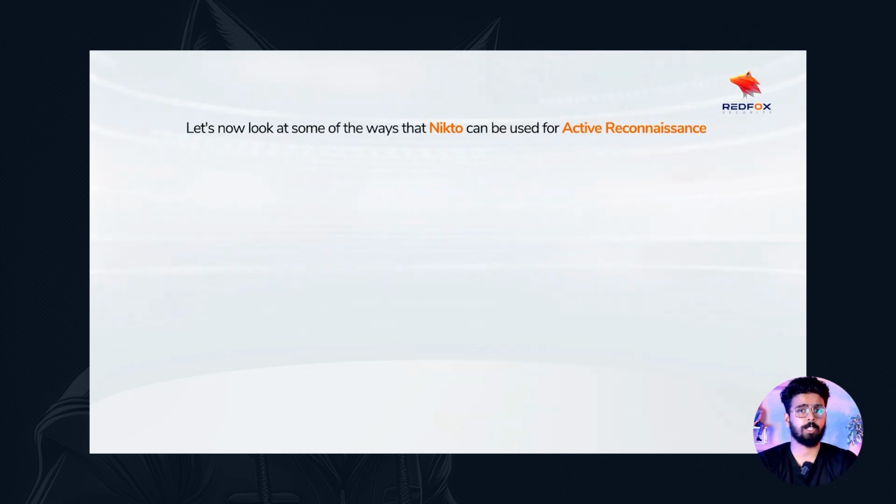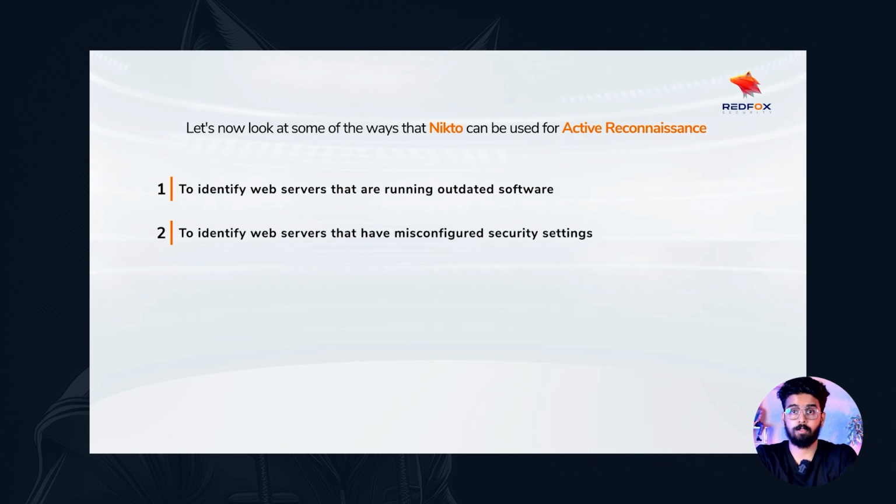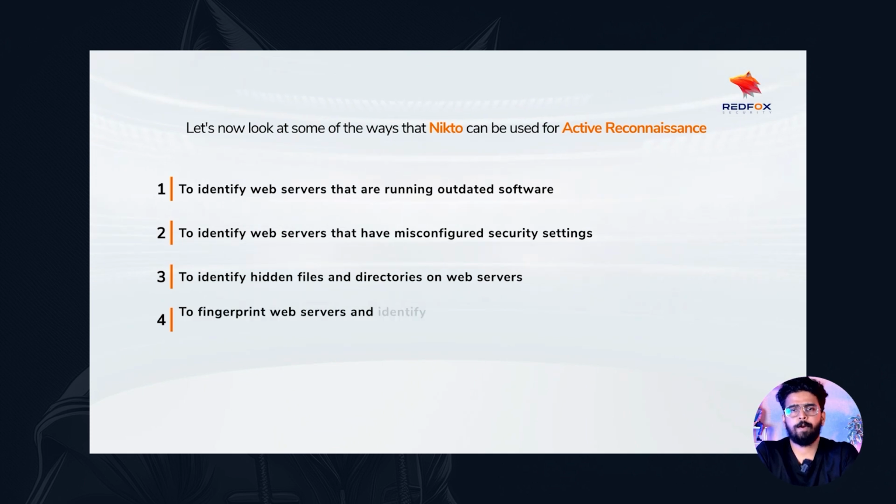Let's now look at some of the points or ways that Nikto can be used for active reconnaissance. To identify web servers that are running outdated software, to identify web servers that have misconfigured security settings, to identify hidden files and directories on web servers, to fingerprint web servers and identify their operating system and software versions.